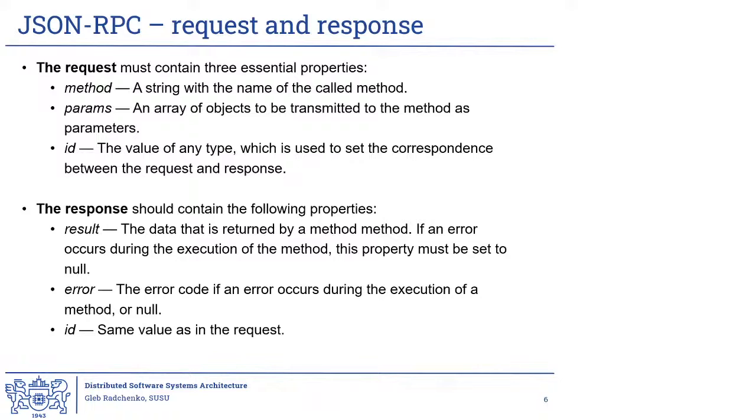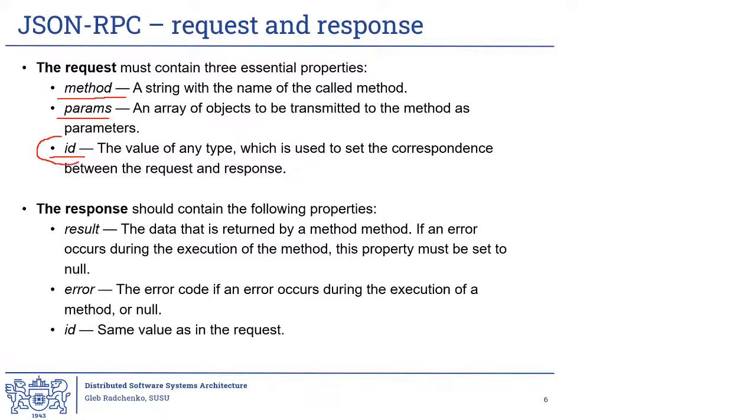The request in the JSON-RPC protocol should contain three essential properties. First property is method. Method is a string with the name of the called method. It is just the name of the method that you need to call. Second, params. It is an array of objects to be transmitted to the method as parameters. And the third one is ID, the identifier. It is a value of any type which is used to set the correspondence between the request and response.